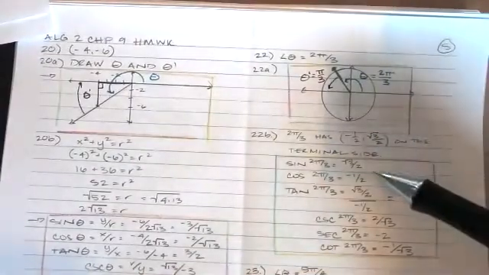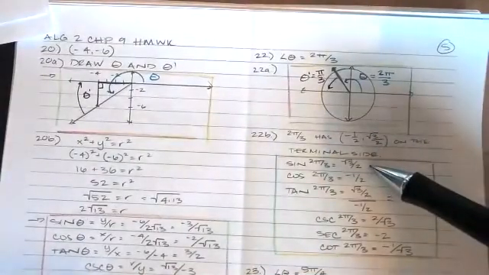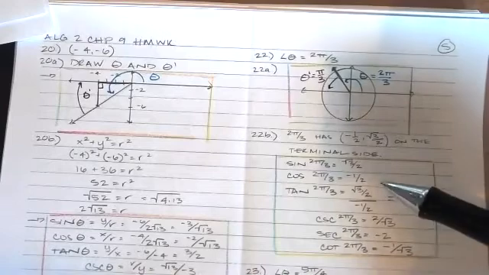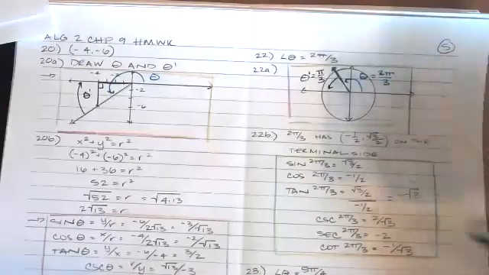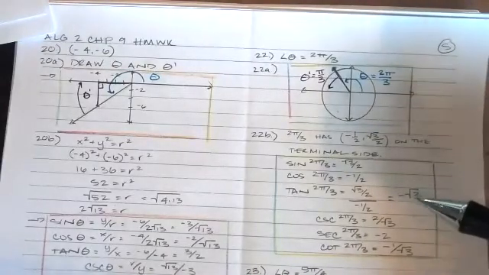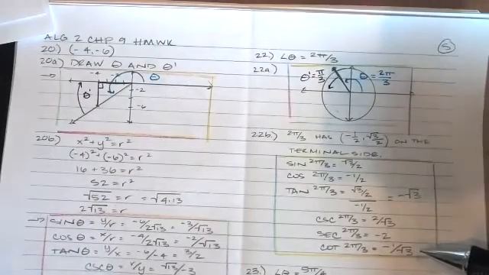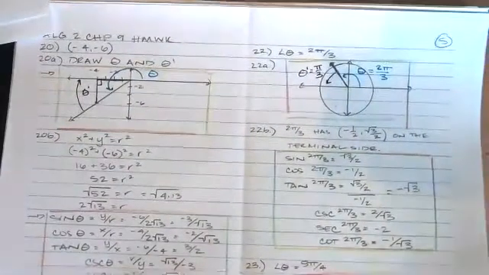The cosecant is the reciprocal of the sine, so it's 2 over √3. The secant is the reciprocal of the cosine, so -2. And the cotangent is the reciprocal of the tangent, so -1 over √3. Is that okay? Yeah, that makes sense.